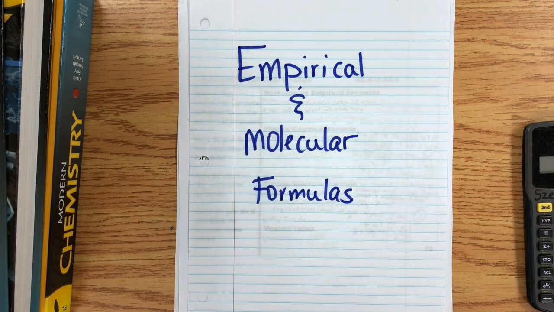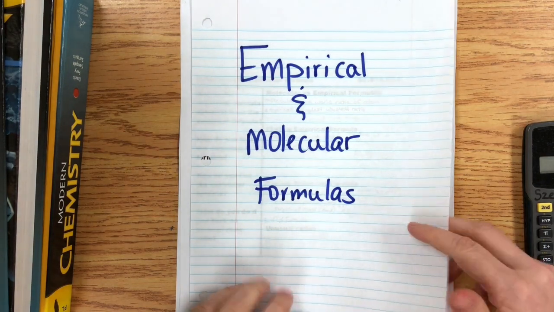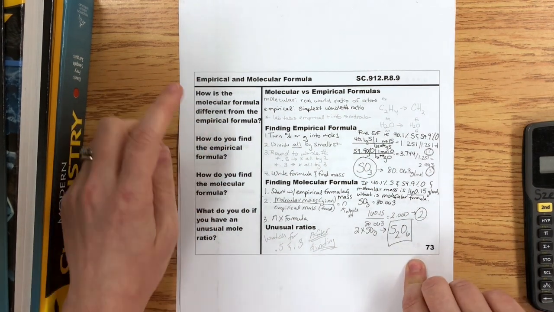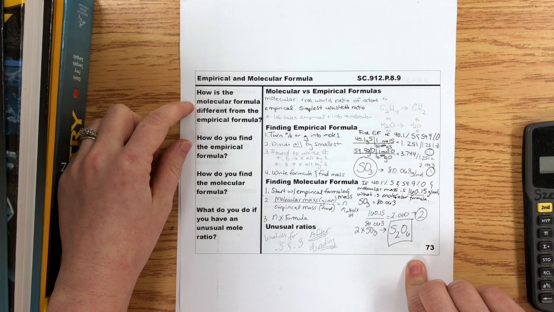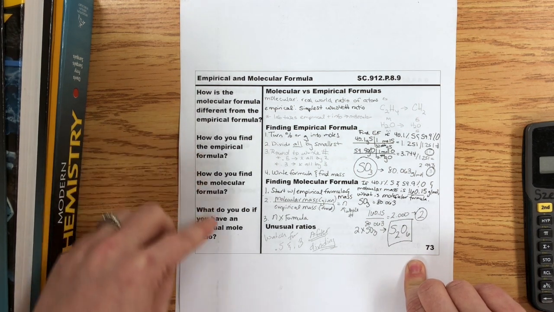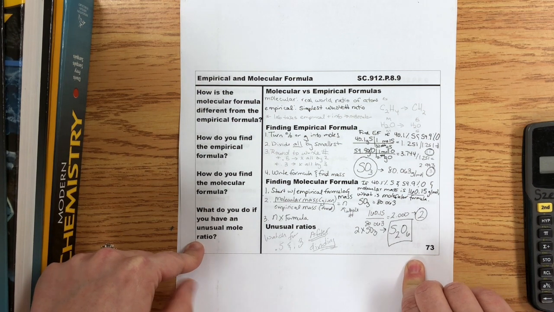Okay, so we're looking at empirical and molecular formulas, and this would be on page 73 in your IMB. And we have 4 focus questions. How is the molecular formula different from the empirical formula? How do you find the empirical formula? How do you find the molecular formula? And then what do you do if you have an unusual mole ratio?